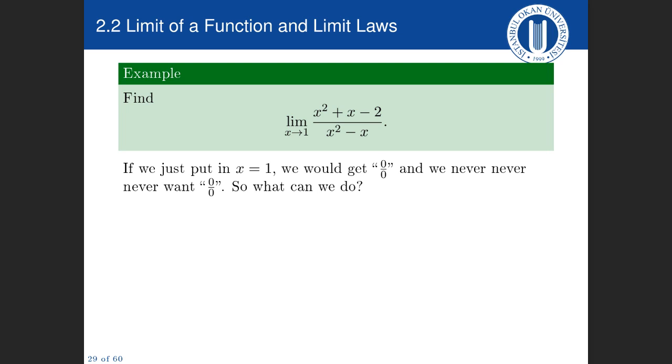Now, if we just put in x is equal to 1, we would get 0 on the top and 0 on the bottom. But that's not the answer. We don't want 0 divided by 0. That's not a number. So what can we do here? Instead, we can try to factorize this.